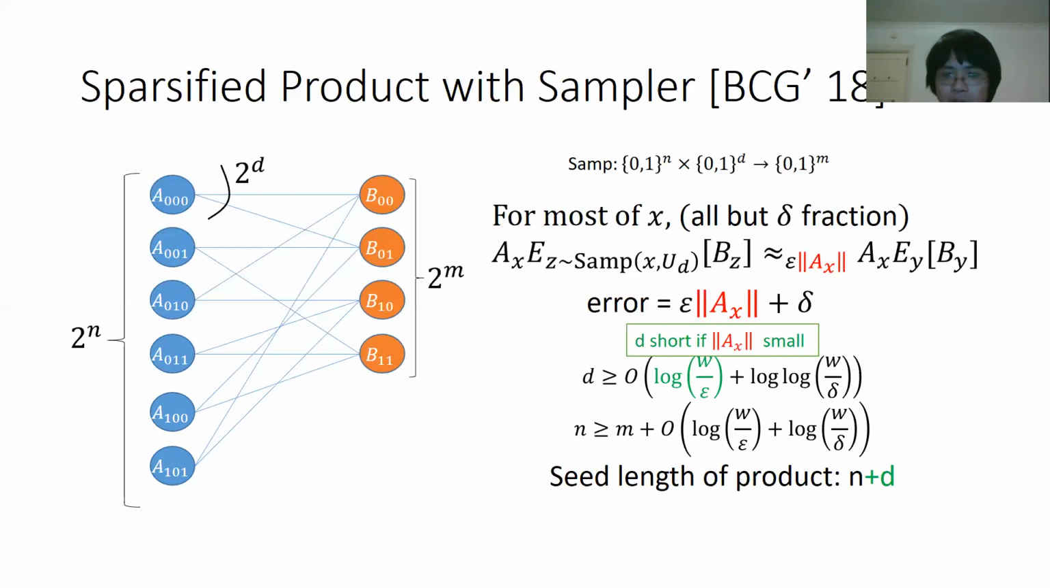However, we cannot directly apply this in Nisan's generator, because in Nisan's generator all the matrices are stochastic, which has norm 1. So this observation doesn't really help.